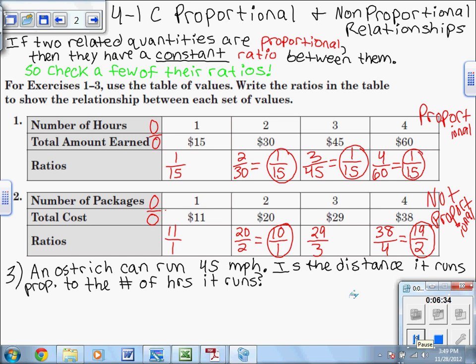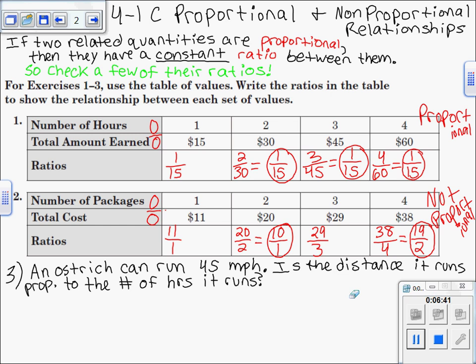Okay, so we have our example, and this one is they didn't give us a table, but we're still going to check. The question says an ostrich can run 45 miles per hour. By the way, a quick internet search told me some ostriches have been clocked at running even faster than that. Anyways, let's say the average ostrich in good health can run 45 miles per hour. The question says, is the distance that it runs, is that distance proportional to the number of hours that it runs? So we're not given a table of values to check automatically, but in situations like this, you can make your own table of values. And so that's what we're going to do.